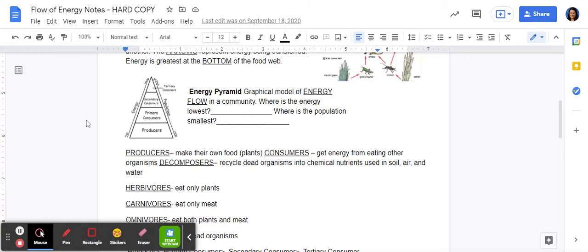Producers make their own food, so they are plants. Consumers get energy from eating other organisms. And decomposers recycle dead organisms into chemical nutrients used in soil, air, and water.